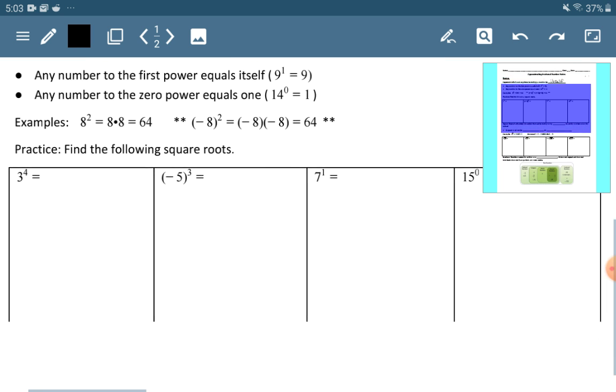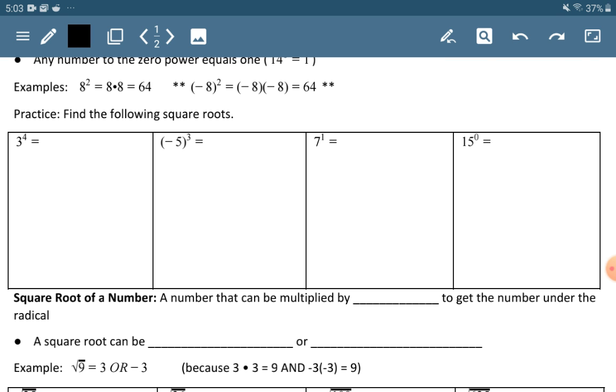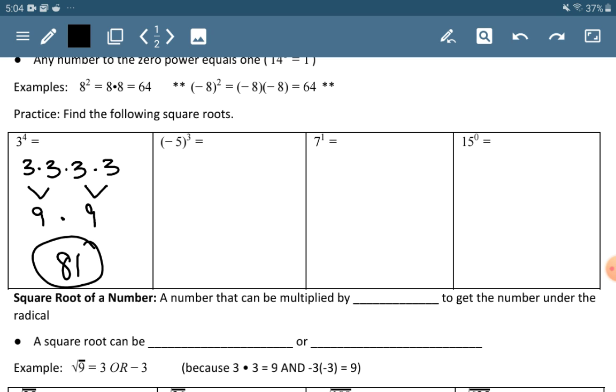So we're going to practice a couple of these. 3 to the 4th power. Again, I could always write 1 times whatever it is, but I don't really need that step. Instead, that 3 to the 4th power tells me I'm going to write the 3 down 4 times. When you're going to multiply these out, I would take them 2 at a time. 3 times 3 is 9. 3 times 3 is 9. And now you can multiply those two numbers together. 9 times 9 is 81. Therefore, 3 to the 4th power gives you 81.